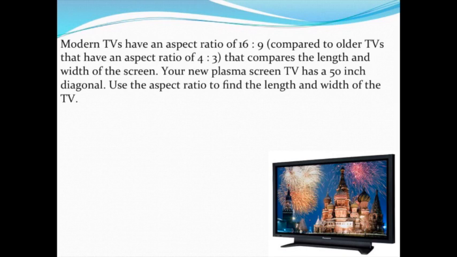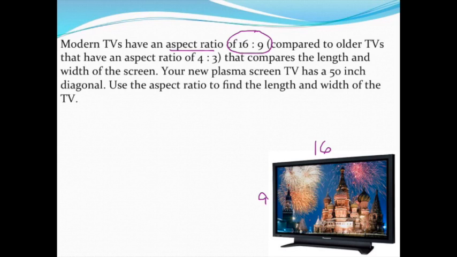In this example, let's take a look at how a ratio can be used to solve a real-life problem. So let's use the example of modern TVs, plasma screen TVs. TVs nowadays have an aspect ratio of 16 to 9, meaning the length of a TV and its width are in a ratio of 16 to 9.